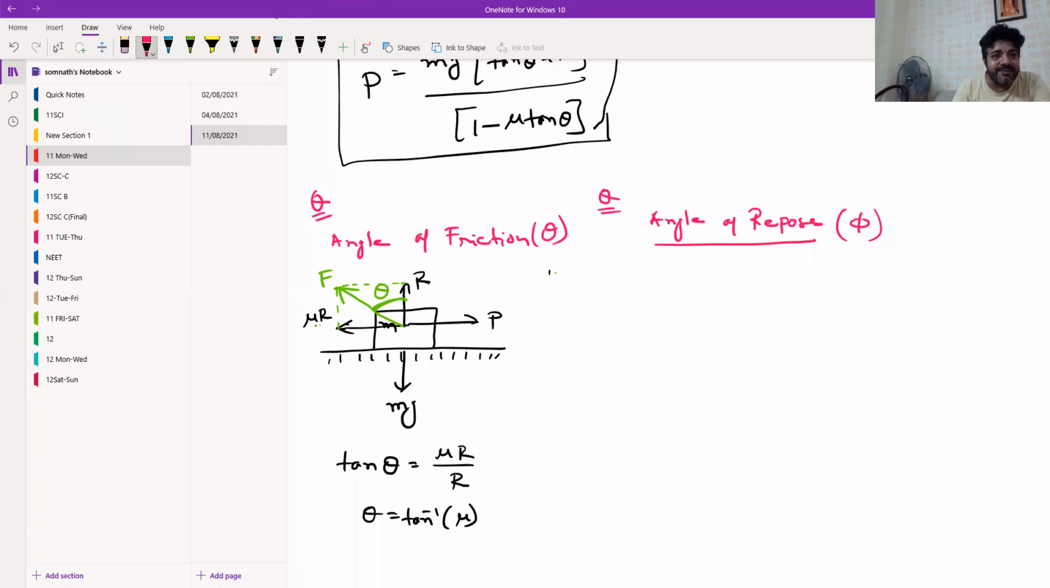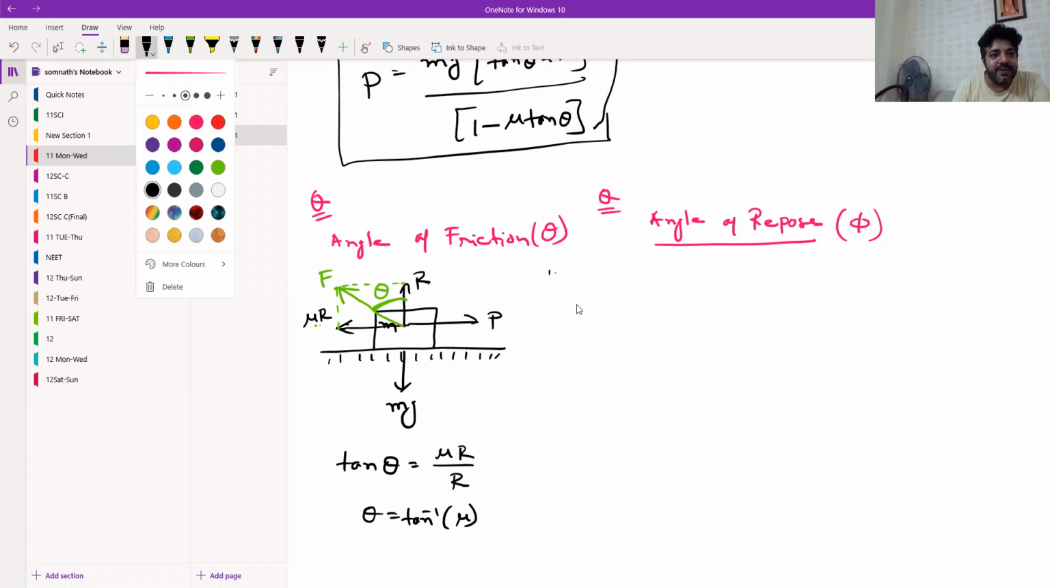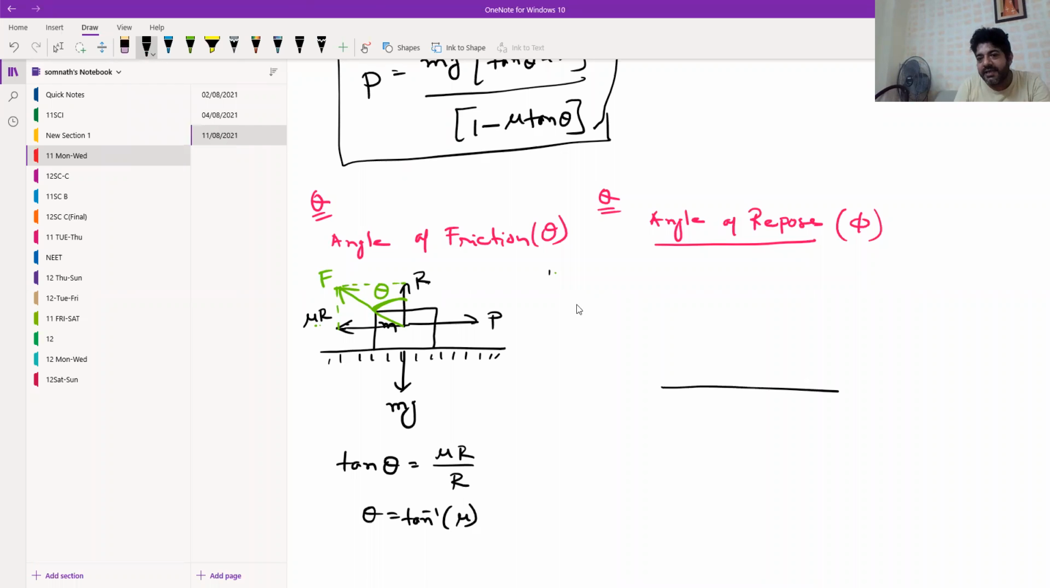What it means is, if I have an inclined plane and let the angle of the inclined plane be phi, and if we put a block here, this is the minimum angle phi so that it will be able to hold the block. What do you mean by that? If the angle is more than that phi, the block, what happens? It will slide down with mg sin phi. Yes or no?